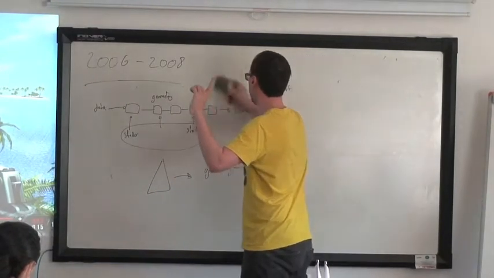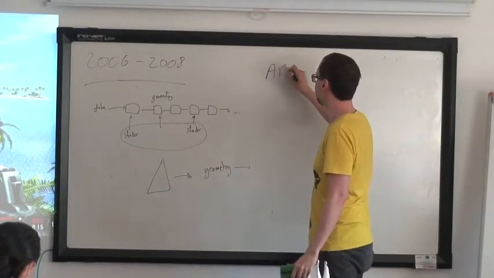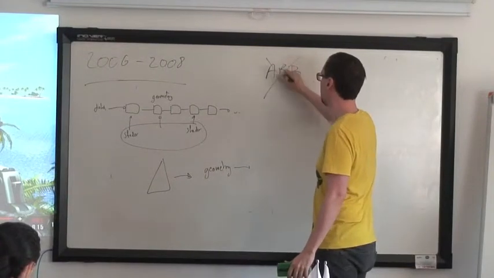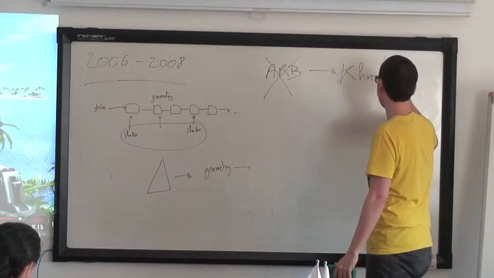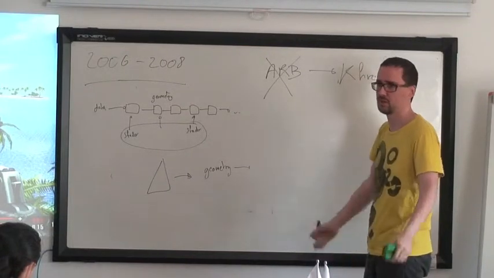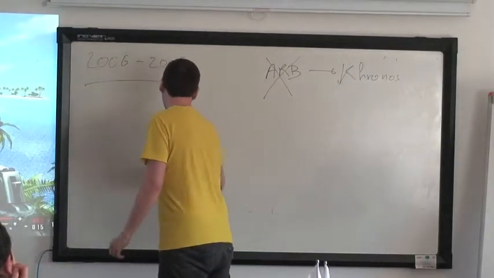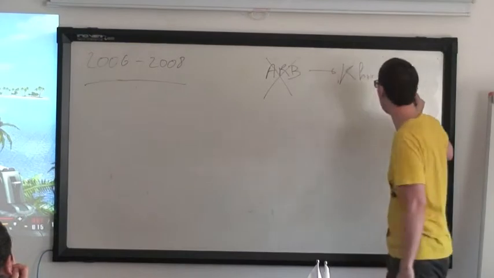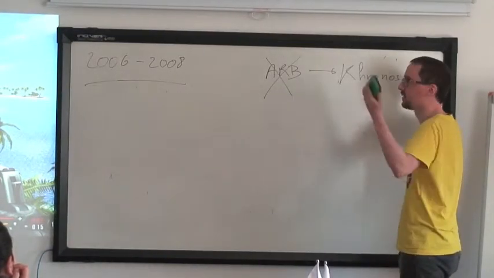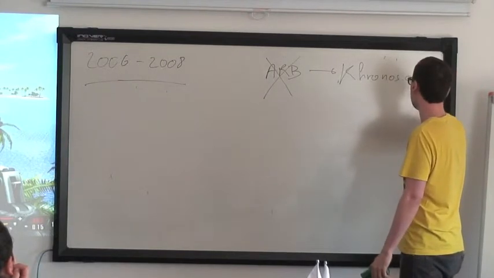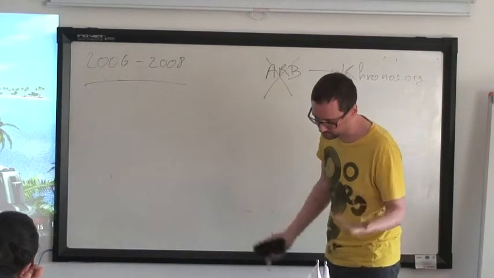Well, one thing happened. You don't call them ARB anymore, you call them Khronos. If you want access to all the OpenGL stuff and other open API stuff, you go to Khronos, and you will have access to all their material. This is their new official name.